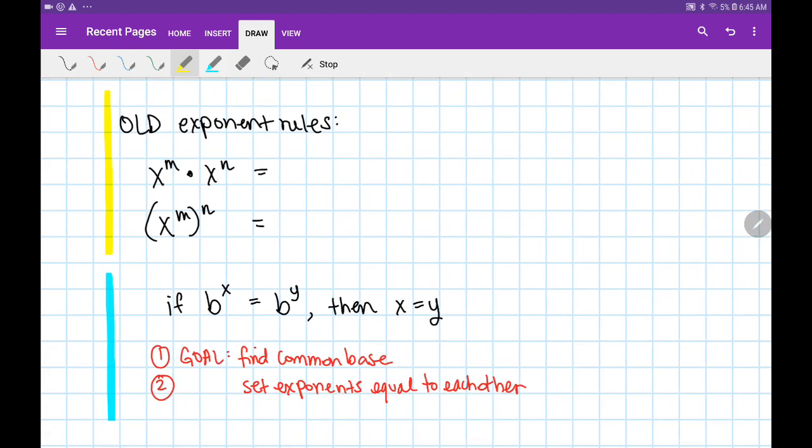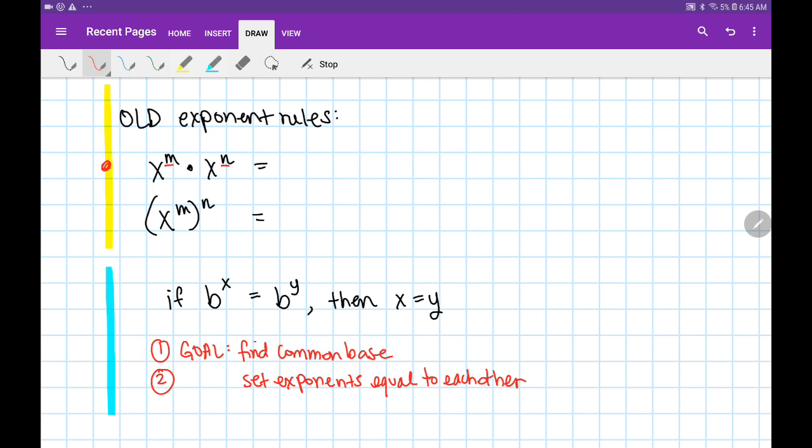In order to succeed in this lesson, you need to recall our old exponent rules. The first one says, when I have two bases being multiplied together with different exponents, the key thing here is that the bases are the same. Then we will add the exponents together.